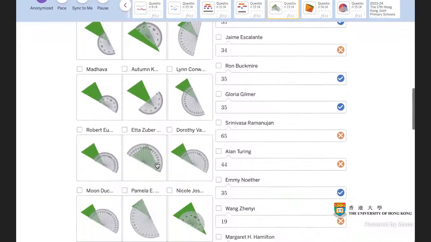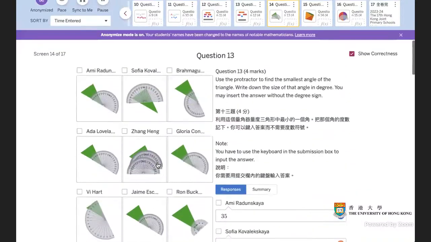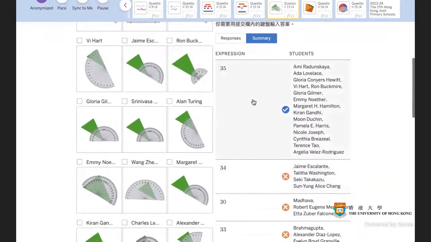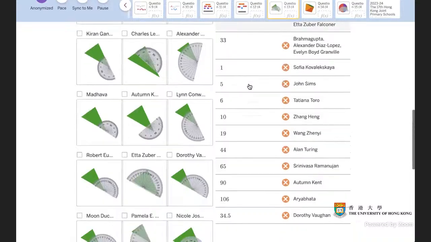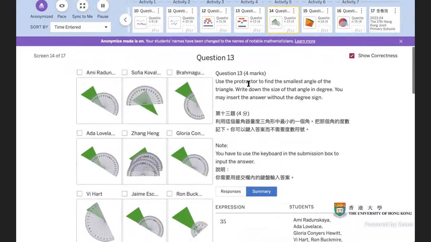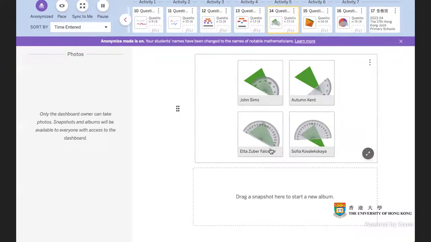And so you can see, yes, there are different answers. And not very good here in this case, because only this group of students can find the correct measurement. Maybe the other ones are not that used to using the protractor yet, by finding angles of a polygon or a triangle. And we can also see some snapshots.